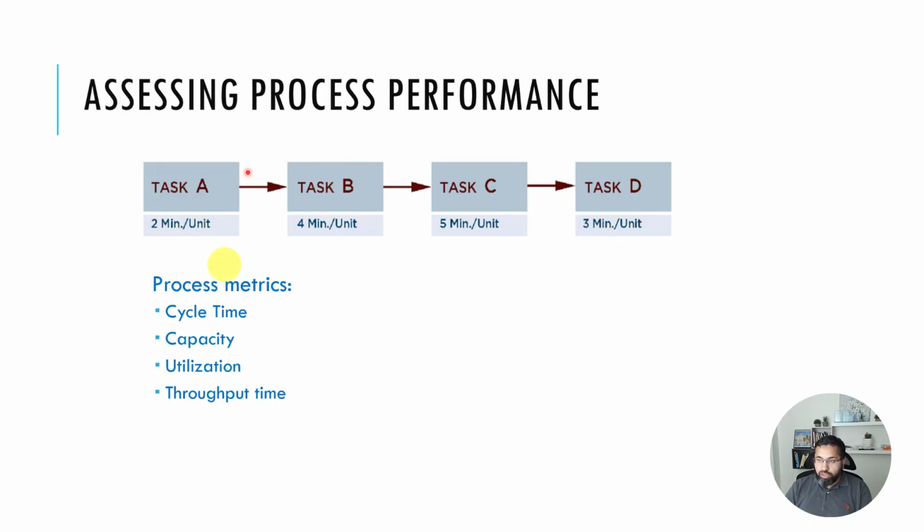Okay, now we're going to talk about some metrics to analyze our processes using this simple example of a sequential process with task A, task B, task C, task D. The cycle times are given here. We're going to talk about cycle time, capacity, utilization, and throughput time.